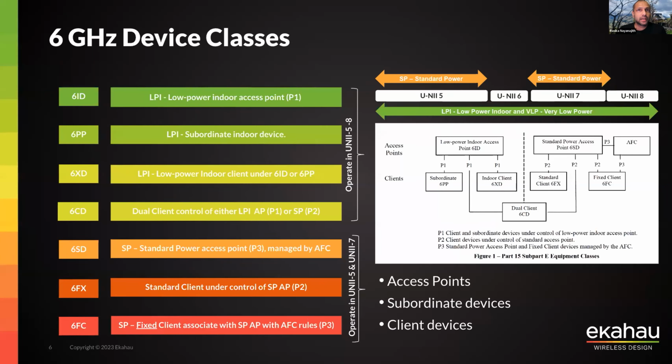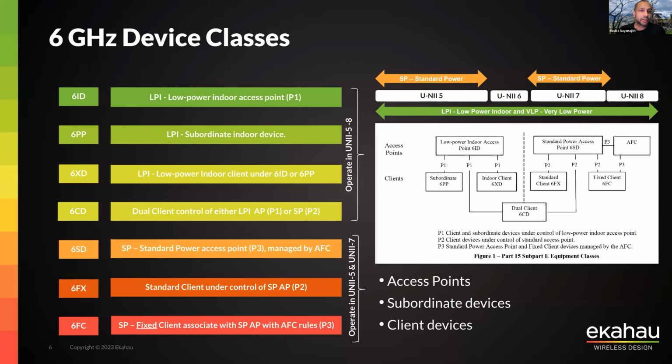This is an important slide, because from the client devices point of view, sometimes you don't know what your client capability is. But going forward, if you're deploying a standard power access point, we don't want our clients to fail to connect, we want our clients to connect to the standard power access point as well. In that way, there are 2 categories of client, what we call 6CD and 6XD. 6XD is the indoor client. They can only connect to an indoor AP. 6CD means it's a dual client. You can connect to both worlds.